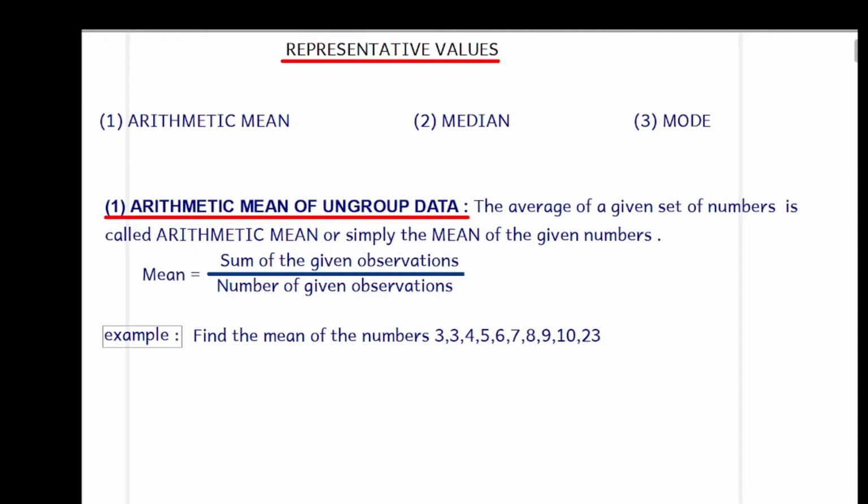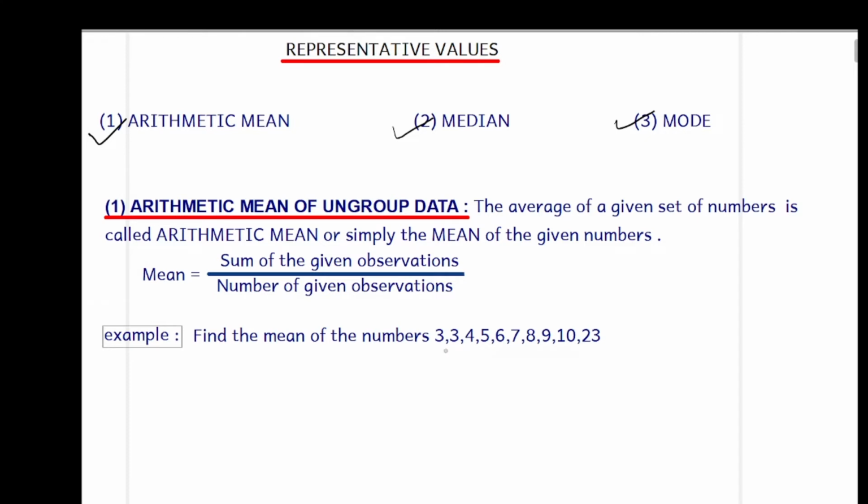Okay. The commonly used measures of central tendency are arithmetic mean, median and mode. These all are the methods to find the central tendency of the given data. Okay. Now, arithmetic mean of ungrouped data.